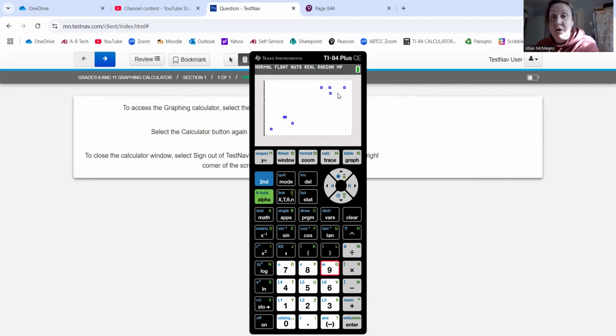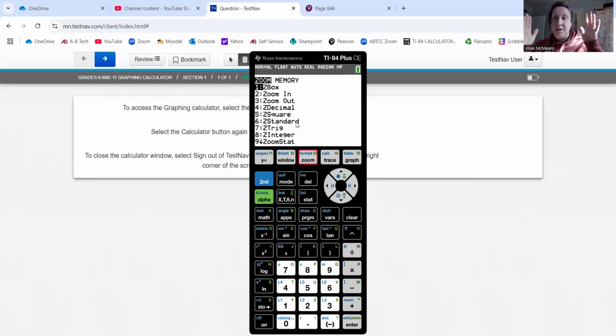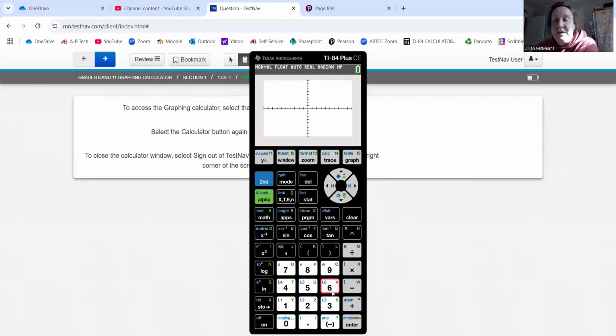Now, before we move on, I want to show you how to get your calculator back to the default, okay? If you go back to the Zoom screen and you go to Zoom standard, it's going to take you back to the factory default, which is on the x-axis, you go negative 10 to positive 10, and on the y-axis, you go negative 10 to positive 10. So Zoom standard, which is option 6, goes back to the default. Zoom 9, which is Zoom stat, takes you back to this data set. So make sure you understand how to flip back and forth.